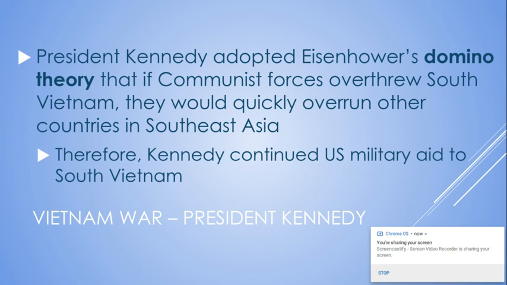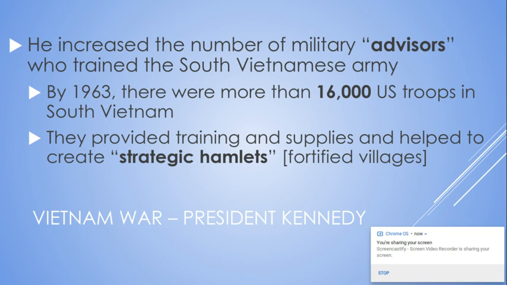President Kennedy had adopted Eisenhower's domino theory that said that if communist forces overthrew South Vietnam, they would quickly be overrun and overrun other countries in Southeast Asia. Therefore, Kennedy continued U.S. military aid to South Vietnam. He increased the number of military advisors who trained the South Vietnamese army. By 1963, there were more than 16,000 U.S. troops in South Vietnam. They provided training and supplies and helped to create strategic hamlets, which were fortified villages.